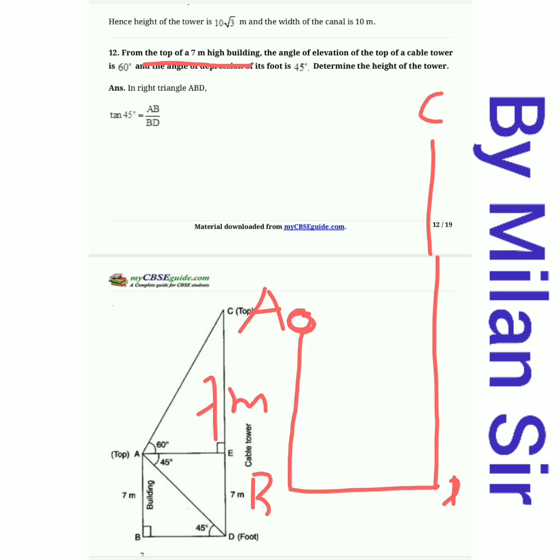Now from the top of the building, the angle of elevation is the angle with the horizontal. So first of all, we need to draw the horizontal, it's AE. So this acute angle is 60 degrees, the angle of elevation of the top of the tower. Now from the same point, the angle of depression of its foot is 45. Foot means the foot of the tower, right? So from the top of the building, point A, the angle of depression is given to the foot of the tower, which is D.